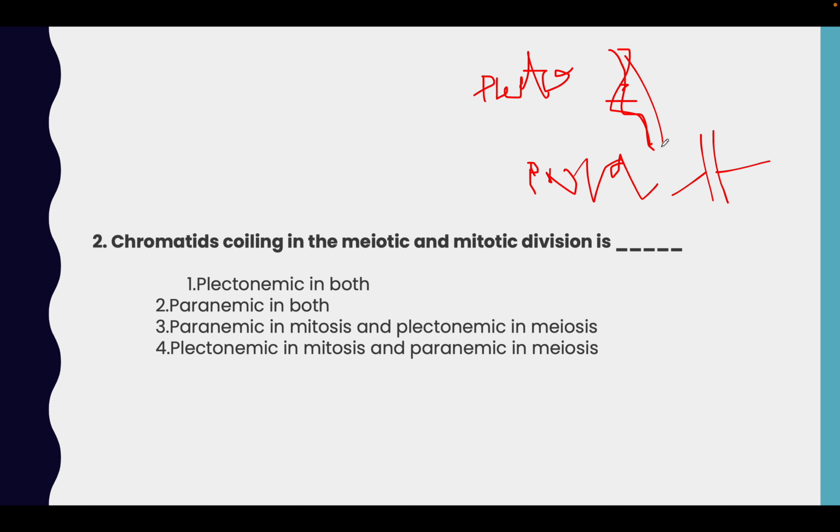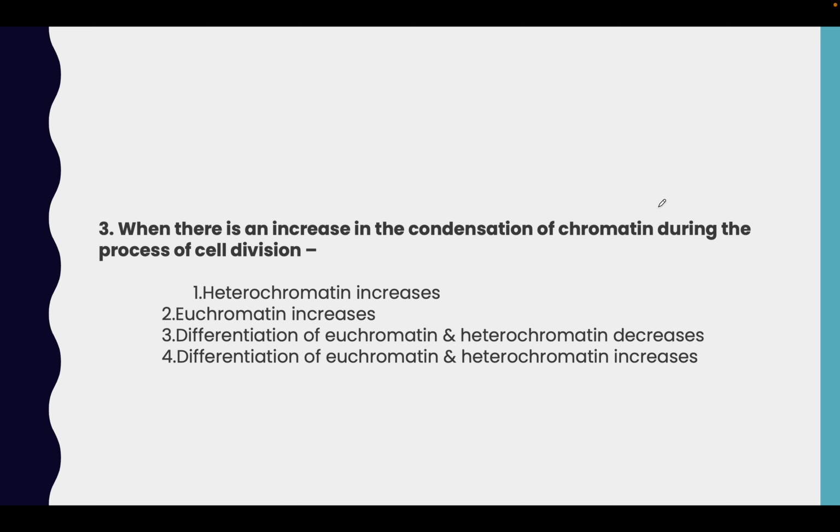So when these structures are together, it will be in mitosis. And what happens in meiosis? Haploid gametes are formed, so it will be paranemic. Right? So option 4 is the correct answer. Now moving to question number 3.